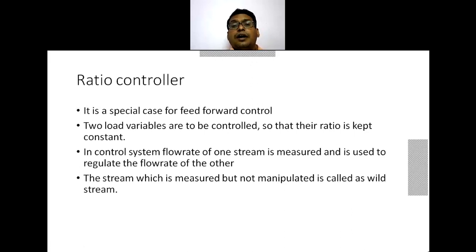Now next is a ratio controller. It is a special case for the feedback control system. In a feedback control system, initially we are measuring the temperature or the flow rate of something. In case of a feed forward control system, we are measuring the temperature or the flow rate for the fluid which is entering into the system.